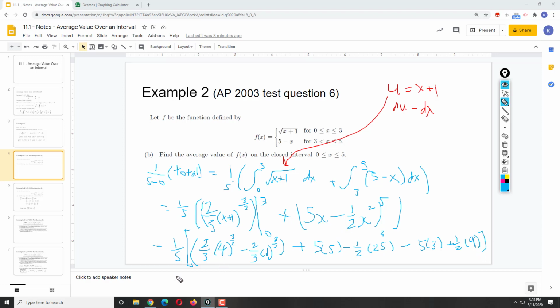Okay. And that gives us 1/5 of 4 to the 3/2 power. Well, the square root of 4 is 2, cubed is 8, so it's really times 2/3, which is 16 over 3, minus 2 over 3. Plus 25 minus 12.5 minus 15 plus 4.5.